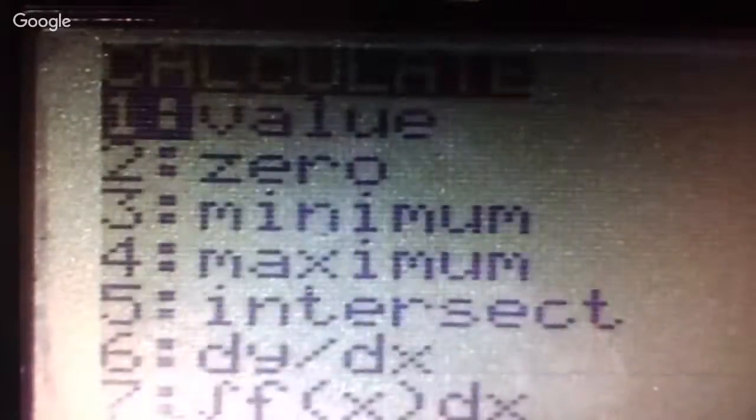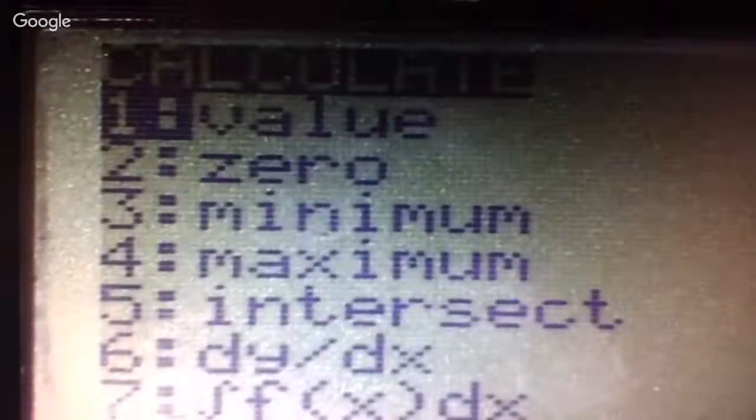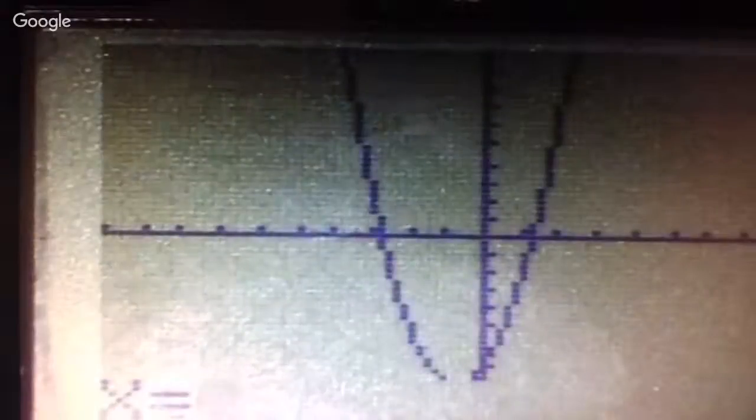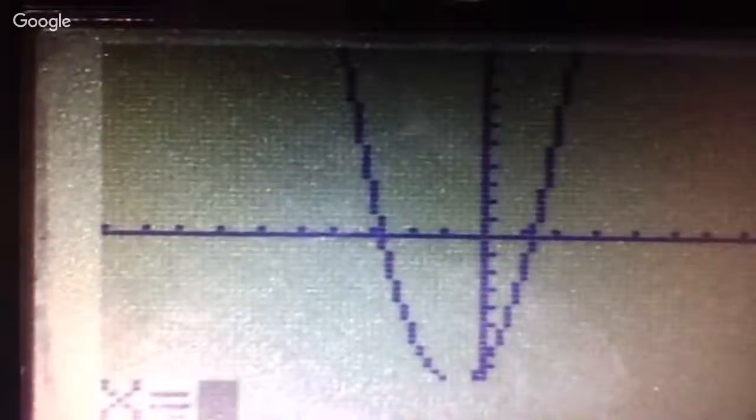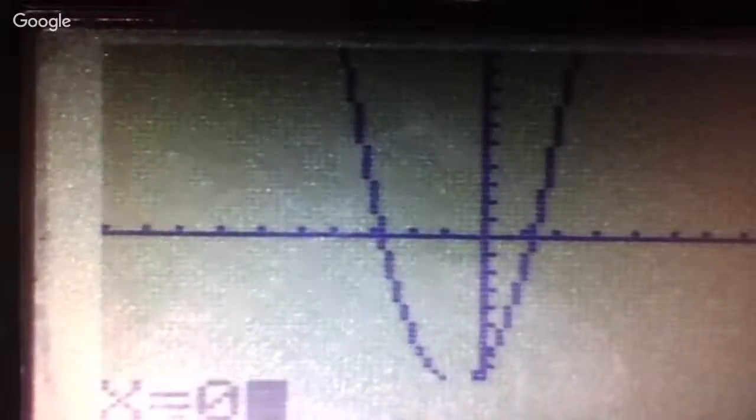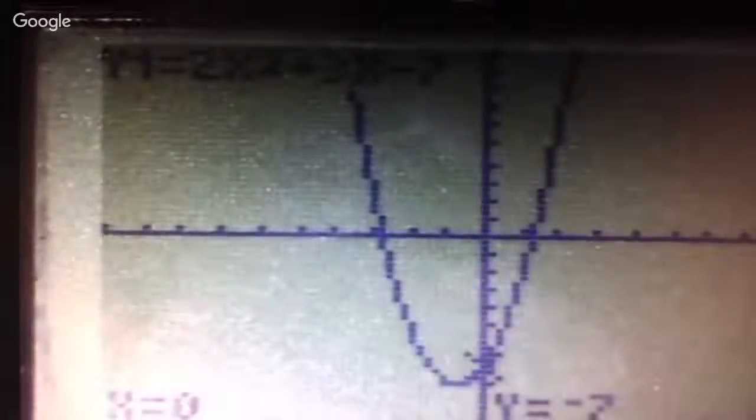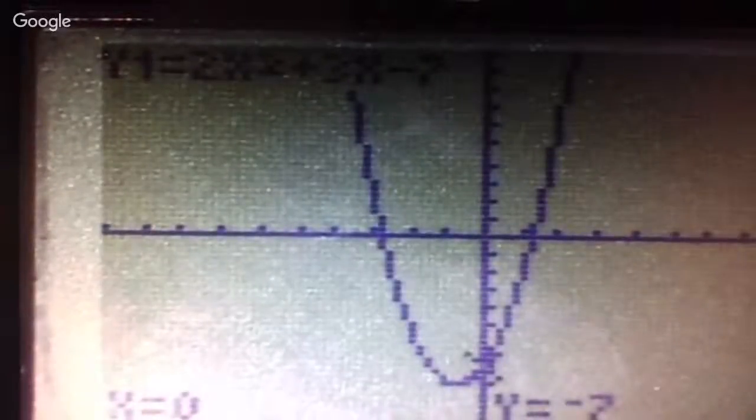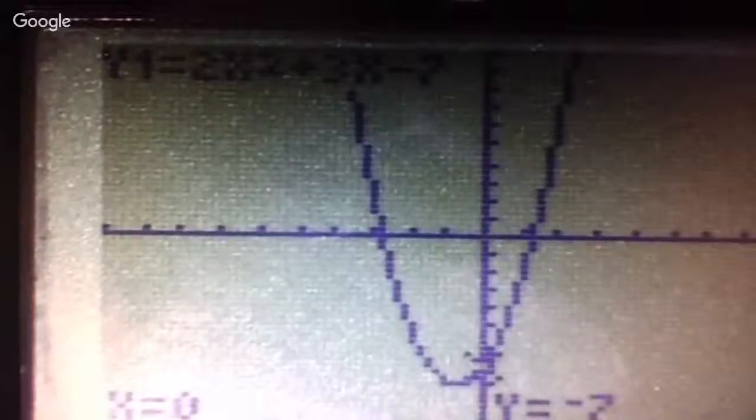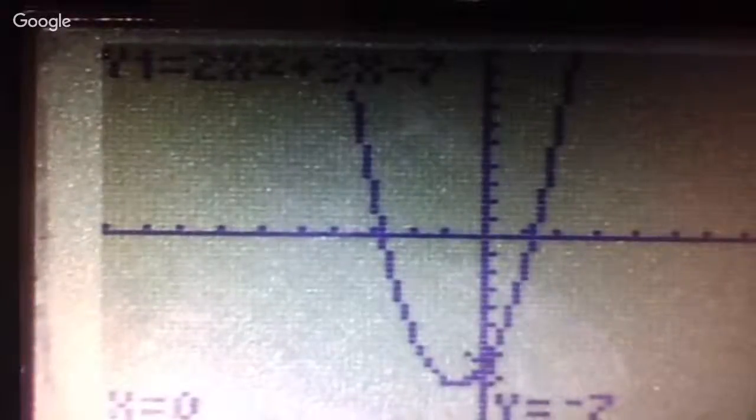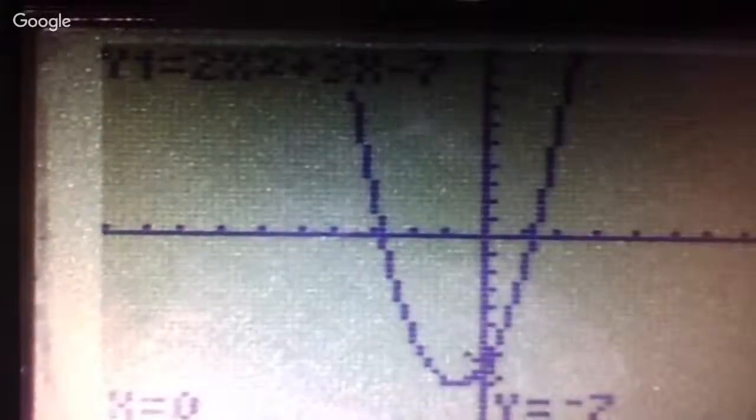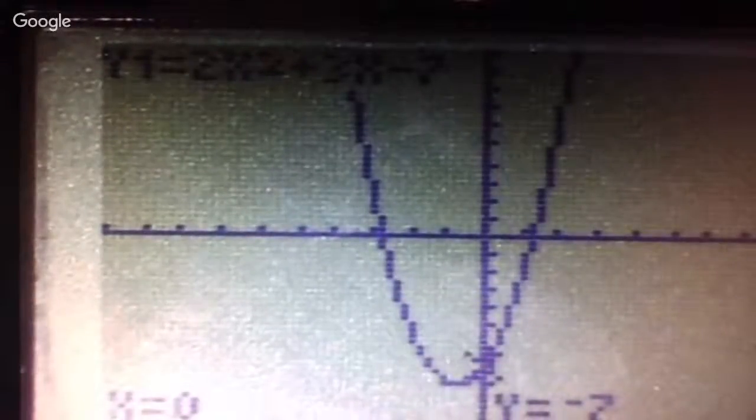Okay, if you don't like to use your table, another way you can do this is by hitting second trace, and you can calculate a value. So you hit 1, and they want to know, what do you want x to equal? Well, I want it to equal 0. Enter, which means y is negative 7. That's the y-intercept. Okay, so we've got a y-intercept. You can put this under miscellaneous. Y-intercept at negative 7.